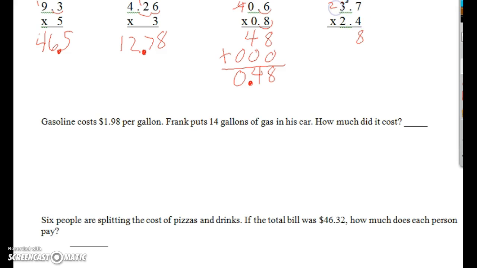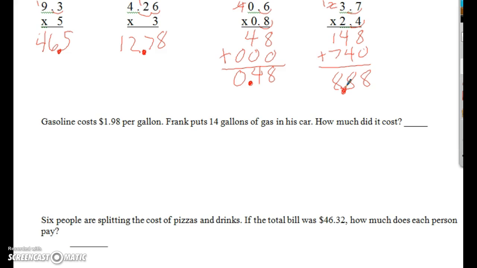28, carry my 2, 12, 14. Marco Polo, 14, carry my 1, 6, 7. And I'm up, I got an 8, an 8, and an 8. 2 spots over in all, 1, 2. My answer would be 8.88.